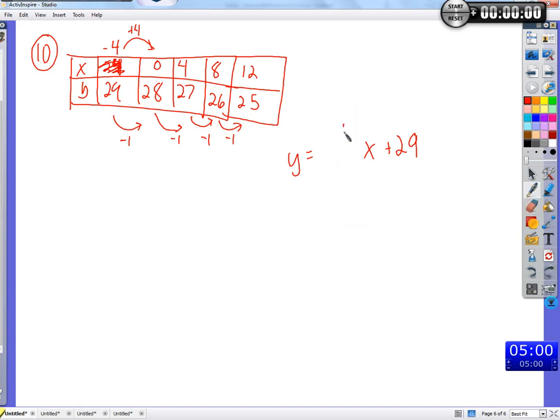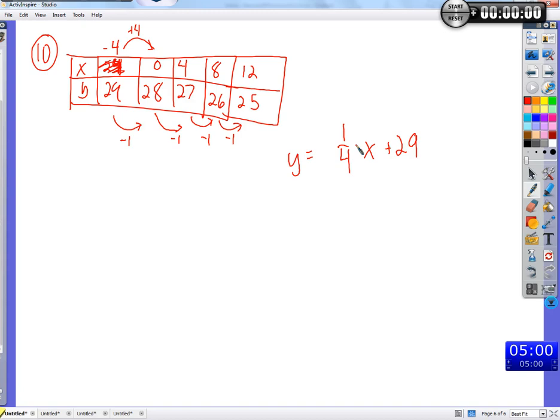Fantastic. 1/4. All right, so 1/4 times negative 4 gives us negative 1. So we put in negative 4, and this part gives us negative 1. 29 minus 1 gives us 28. That's really close. Let's go on to 0. We'll put 0 in here. 1/4 times 0 gives us 0. 29 plus 0 is 29.